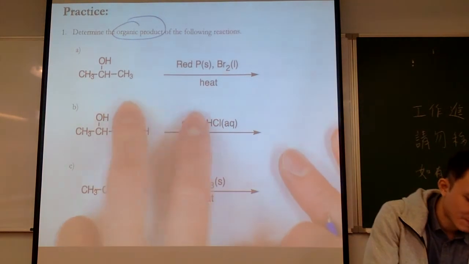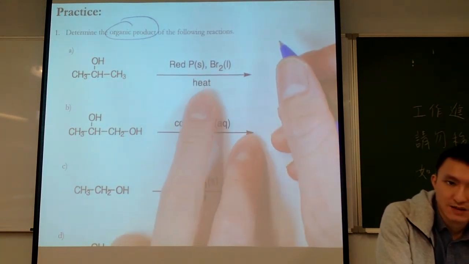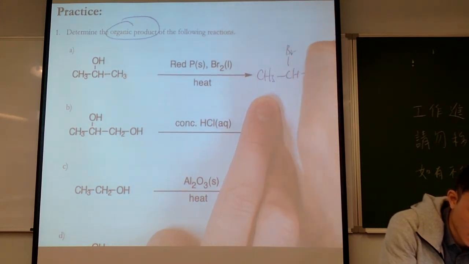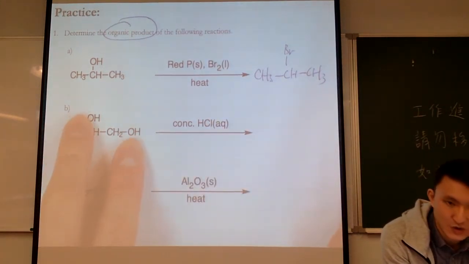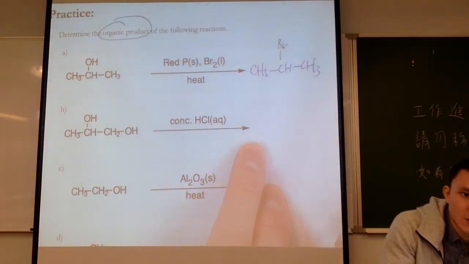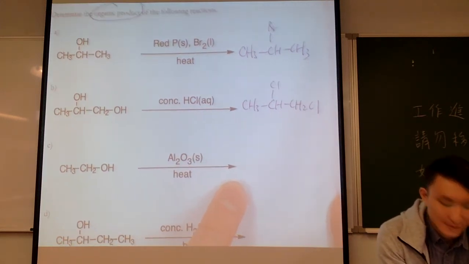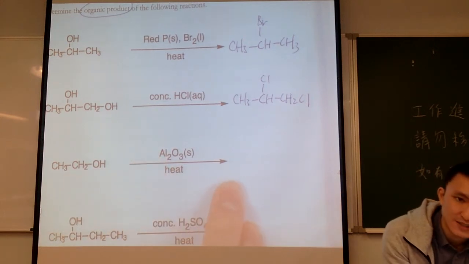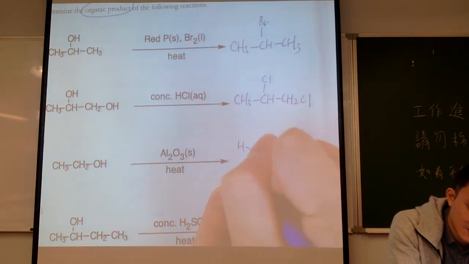Okay, let's get started. We have a secondary alcohol, propan-2-ol, red phosphorus, bromine, heat. So it's going to be a substitution reaction where it forms 2-bromopropane. Okay? Then here we have conc. hydrochloric acid. We have two hydroxyl groups, so probably we will undergo the substitution reaction twice to form 1,2-dichloropropane. Okay? And here we have ethanol, we have aluminium oxide, we will heat it. This one is probably a dehydration reaction forming ethene. Okay?